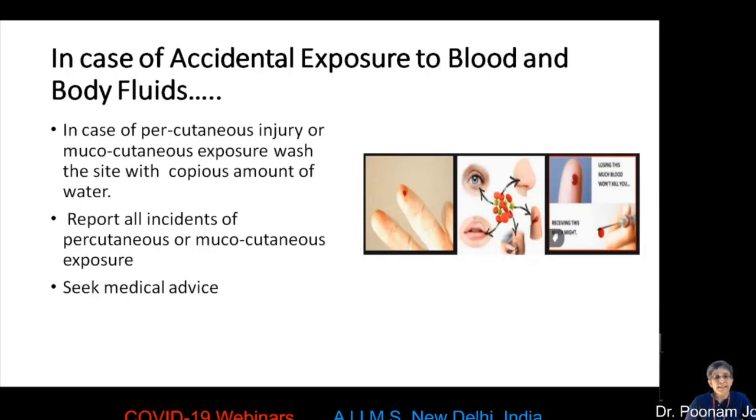In case of accidental exposure to blood and body fluids, for example, a percutaneous injury or a mucocutaneous exposure, one has to wash the site thoroughly with soap and water. For example, if the splash is in the eye, then we need to wash the site with copious amount of water. If it is a percutaneous type of injury, there we need to thoroughly wash it with soap and water. All such incidents of percutaneous or mucocutaneous exposures are to be reported, and we have to immediately seek medical advice.